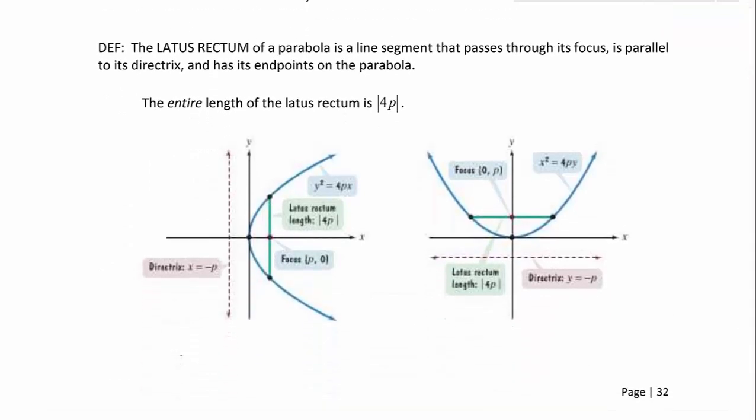The latus rectum of a parabola is a line segment that passes through its focus parallel to its directrix and has its endpoint on the parabola. The entire length of the latus rectum is the absolute value of 4p. And we're going to see p in our standard form for our parabola. So basically this p value, the latus rectum, is going to tell us how wide to create our parabola.